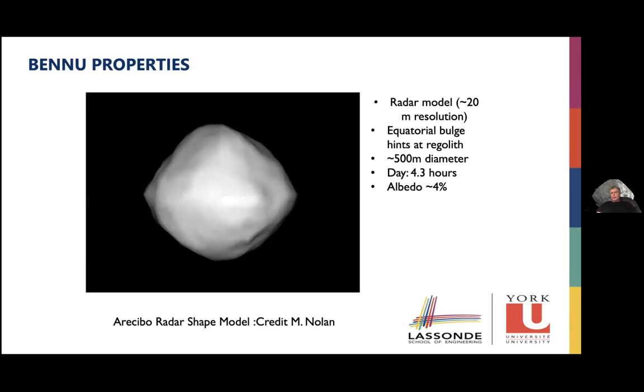I showed you the little spectral line, so we knew how to classify Bennu. We knew it was going to be a dark carbonaceous asteroid. We thought the albedo was about 4%, so a very dark, big chunk of coal. We knew it spun at 4.3 hours. We knew its diameter was about 500 meters. We knew it had an equatorial bulge caused by the spin. And this was a radar model.